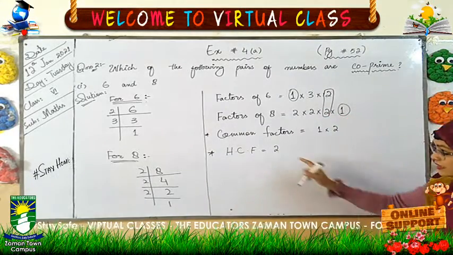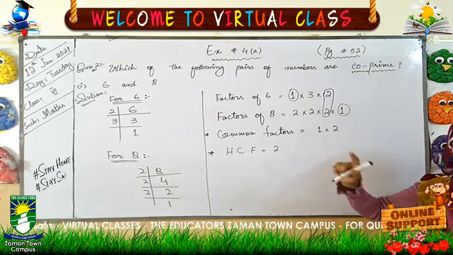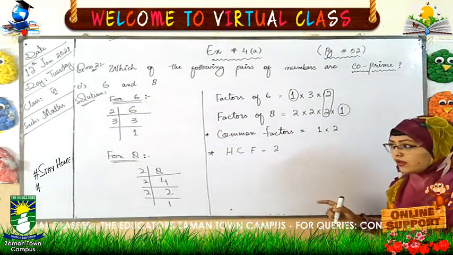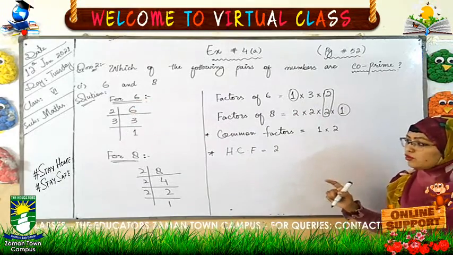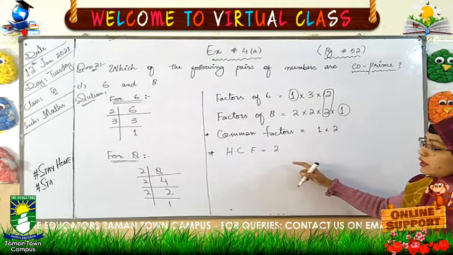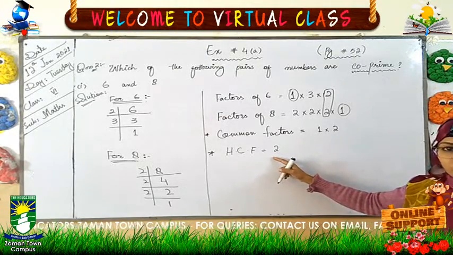This will decide whether the pair is a co-prime or not. What will decide whether the numbers are co-prime or not? The HCF will decide.